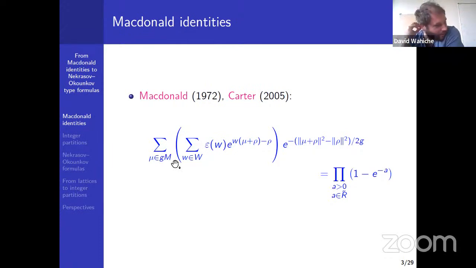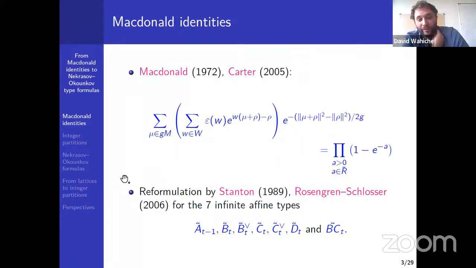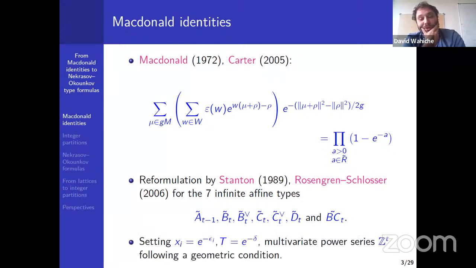Here, G is a parameter that comes from the root lattice. And actually, in all of the cases we are to consider, it is the dual Coxeter number, apart from type C, where it's twice the dual Coxeter number. Okay. And more specifically, my starting point for most cases during my PhD was a reformulation by Stanton or Rosengren and Schlosser for the seven infinite affine types, where they reformulated this identity within the world of multivariate power series. So this G_M becomes sublattices of Z^t following a geometric condition, and you set x_i to be exponential minus epsilon_i, where epsilon_i is a vector of the canonical basis of C^n, for instance, or C^t in this case. And think of it as exponential minus 1 here.